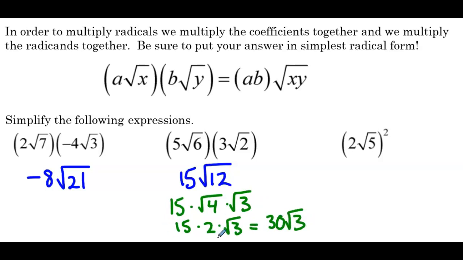And we multiply these two values together. And if you want, you can think of this as being in parentheses, right? And then we multiply the 15 and the 2 together. The square root of 3 stays the same.